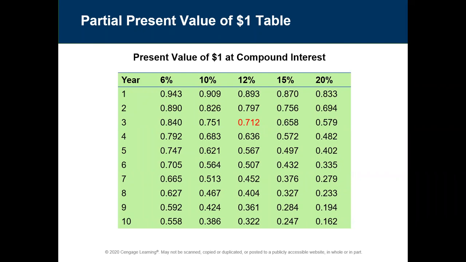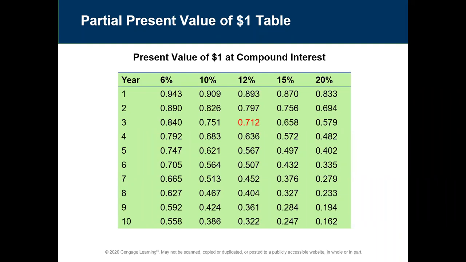The reason they do these tables at $1 is because we can then use that factor. So if I say, what's the present value of $257,000, 3 years, 12%, I can go 0.712, multiply that by whatever the number I just said, $257,000, and that will tell me the present value of $257,000.